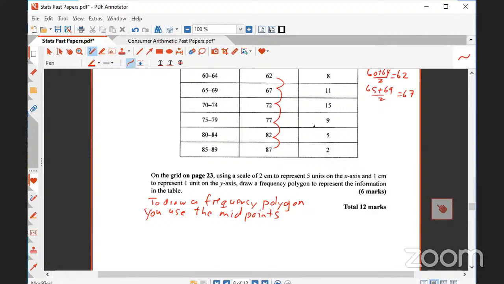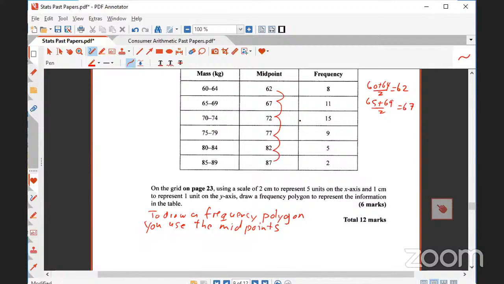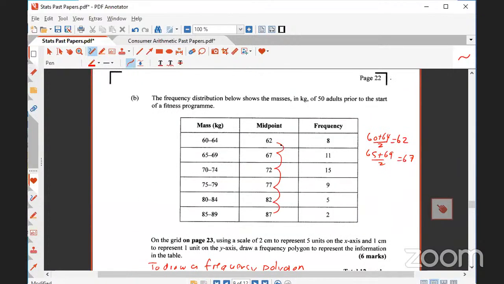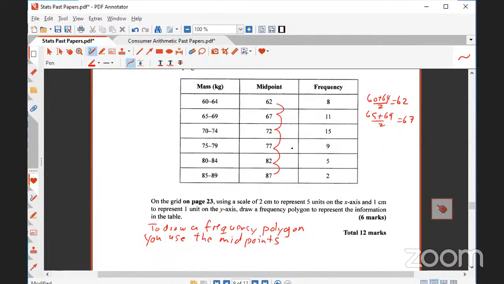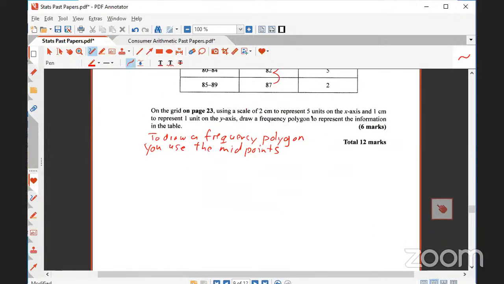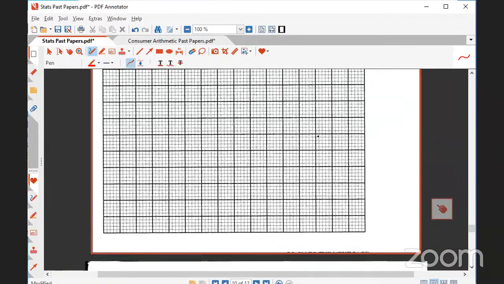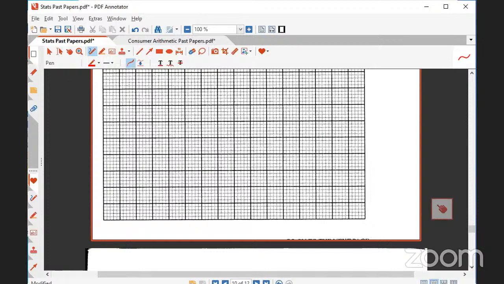All right, so on the grid below, using a scale of 2 centimeters to represent 5 on the x and 1 to represent 1 on the y. Remember that frequency always goes on the y-axis, and you're going to put your midpoints on the x-axis. We're not going to use the mass itself, but the midpoints for the mass. So again, on the x, it's 2 centimeters to represent 5. That's our 0 right here.